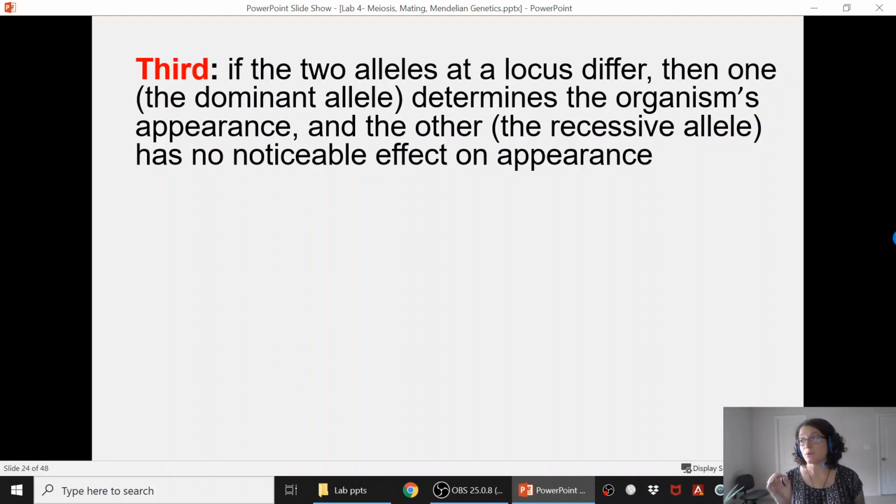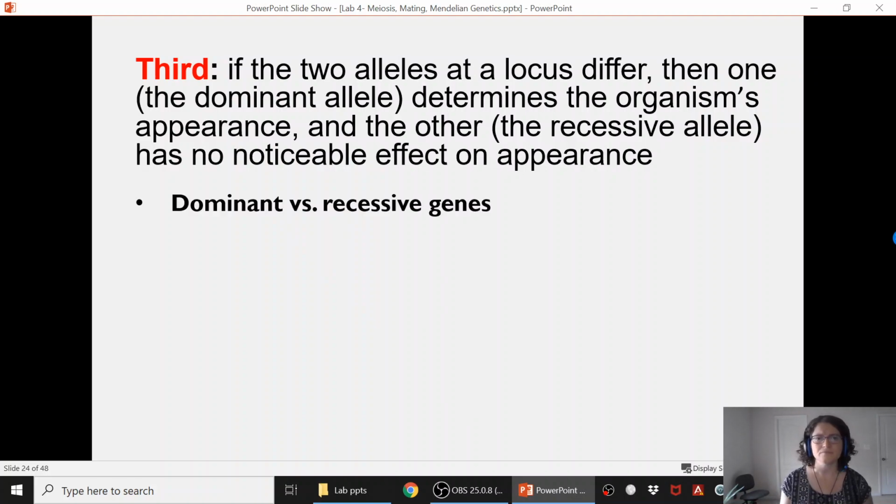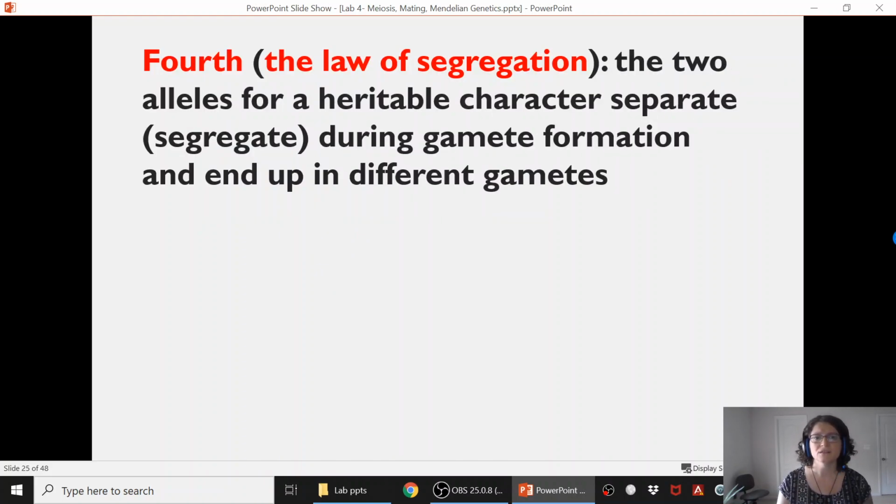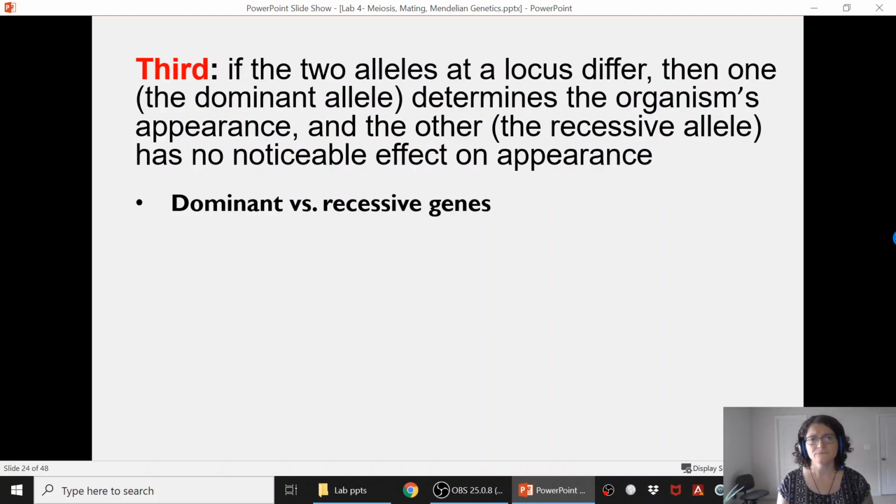Third, important, the dominance principle. If 2 alleles at a locus differ, one of them will determine the organism's appearance, and the other has no noticeable effect on appearance. These are dominant versus recessive genes. Okay? And we'll talk about why that happens.